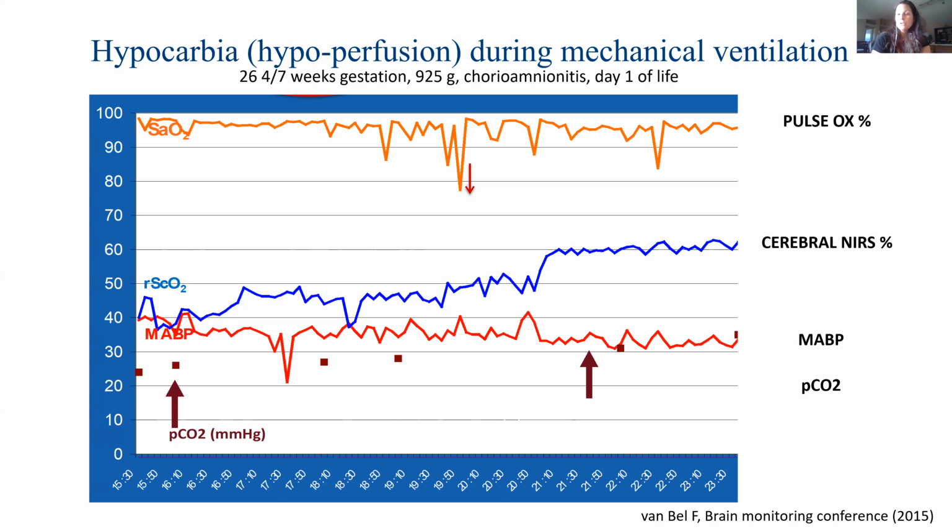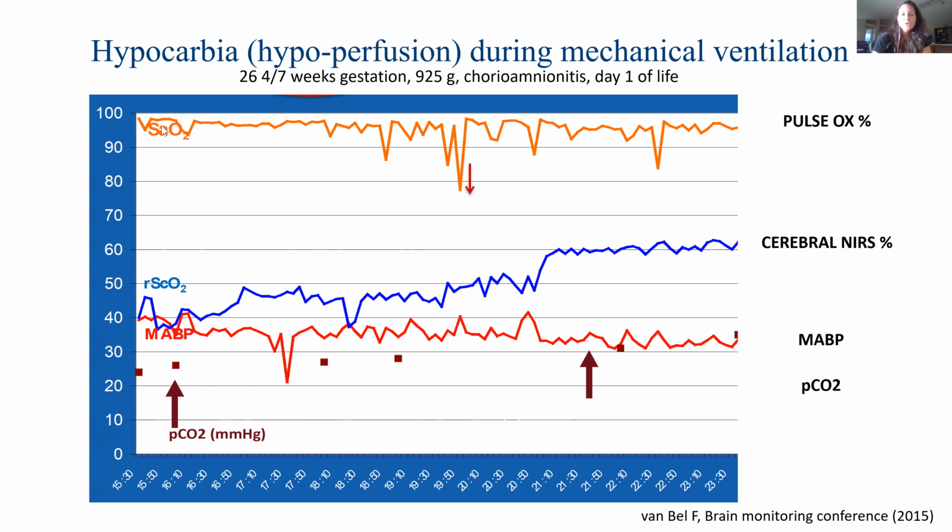Your cerebral NIRS is a mixture of arterial and venous blood, so it can reflect perfusion. It can also reflect oxygenation status, and oxygen extraction and utilization. The red line here is the mean blood pressure going along, and the PCO2s are the little brown dots. Look how low the PCO2s are here.